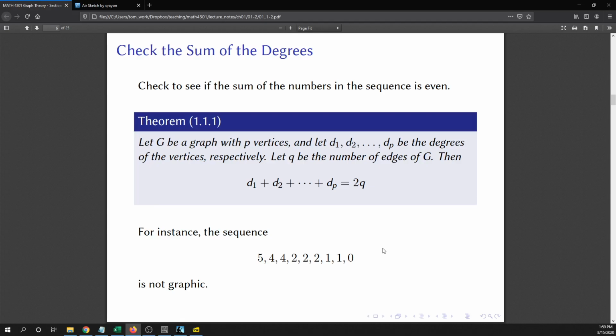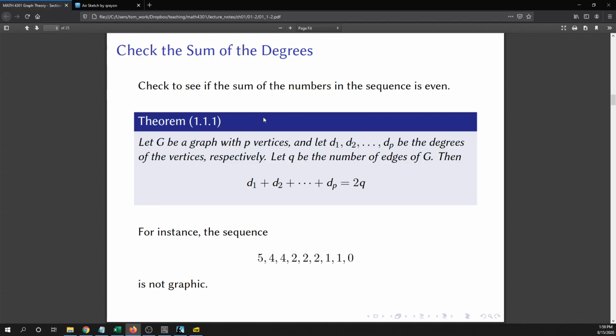First off is the sum of the degrees. Check to see if the sum of the degrees in the sequence is even. This goes to Theorem 1.1.1 in our book. It says: let G be a graph with p vertices, and let d1, d2, through dp be the degrees of the vertices respectively. Let q be the number of edges of G. Then d1 plus d2, the sum all the way out to dp, is equal to 2 times q.